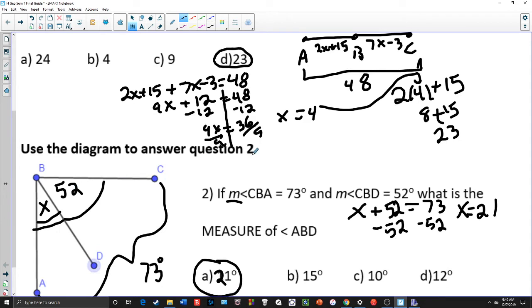And it's all a matter of setting up your equations. So the two small pieces have to add together to get the big piece, and then whatever your x is, solve for that.